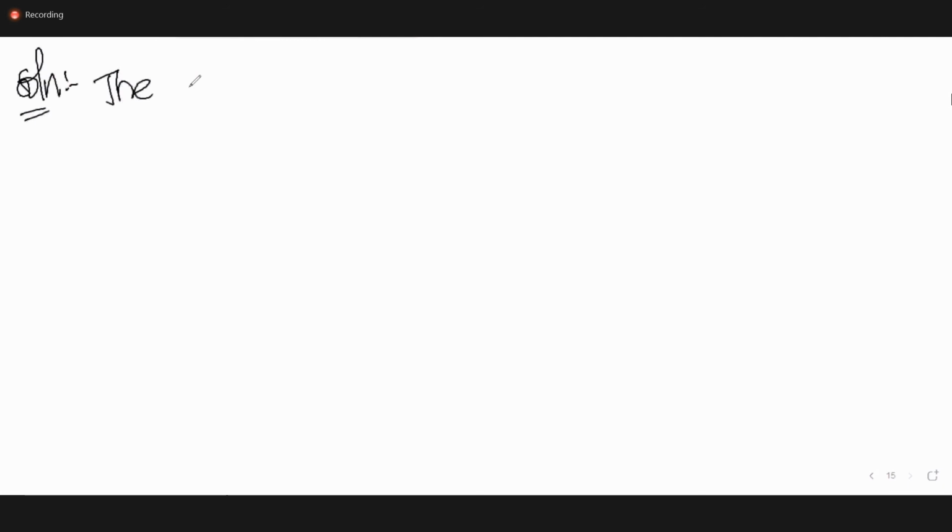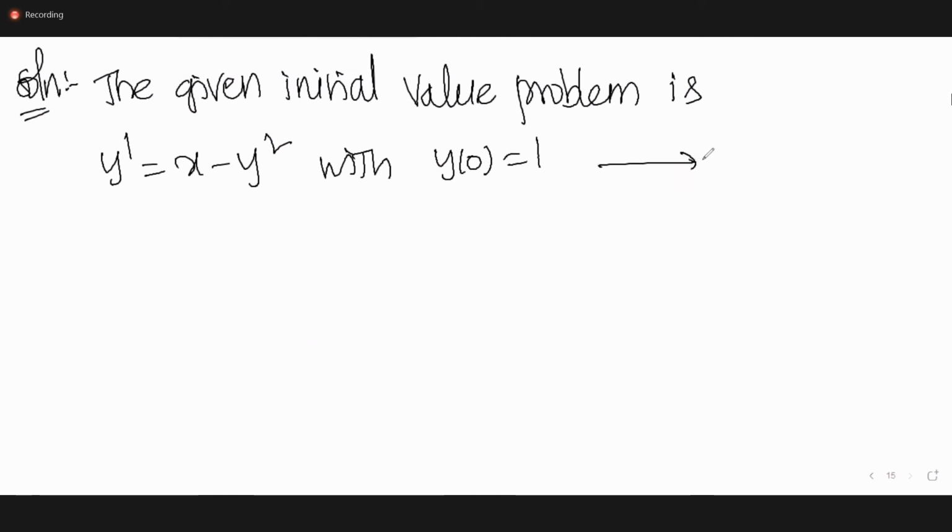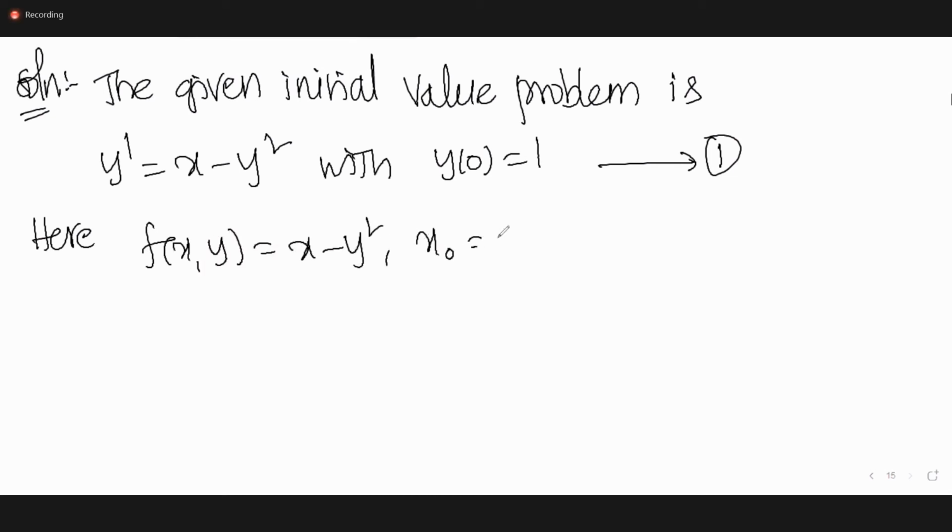The given initial value problem is y dash is equal to x minus y square with y of 0 is equal to 1. Here the function is x minus y square, x naught is 0, y naught is 1.